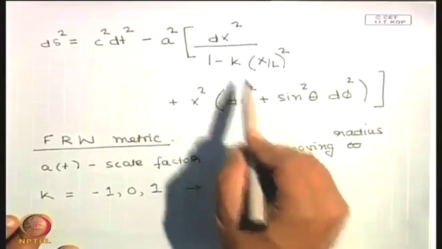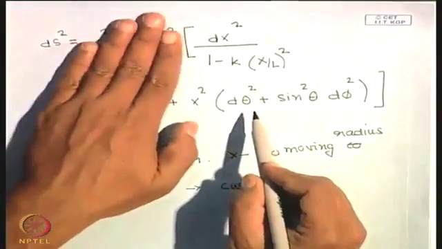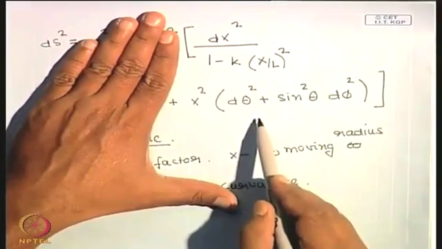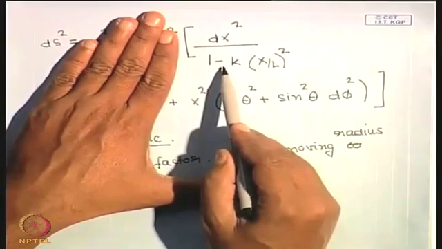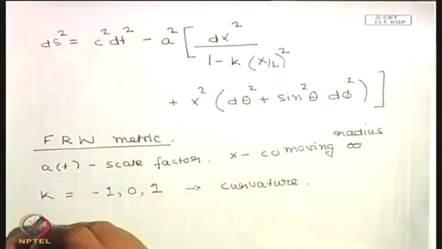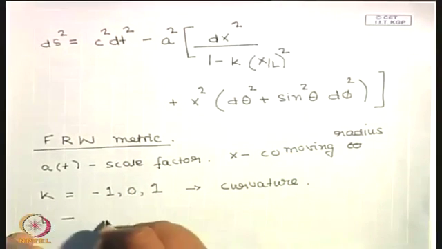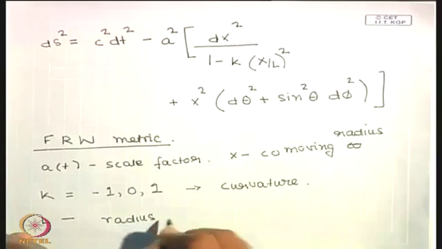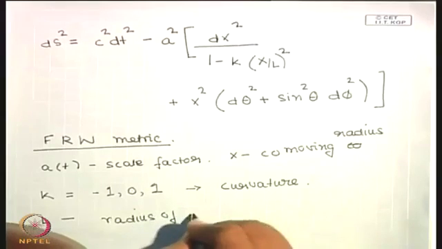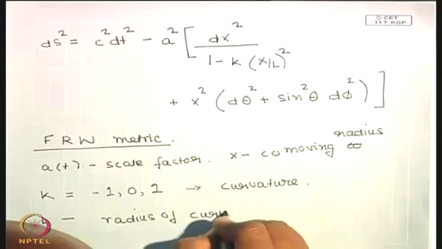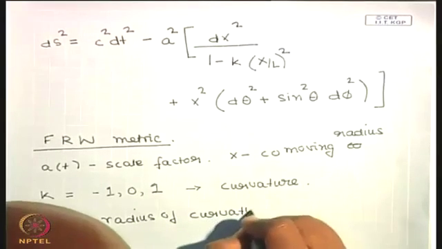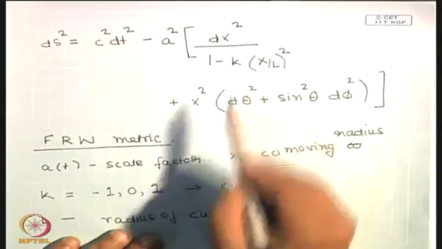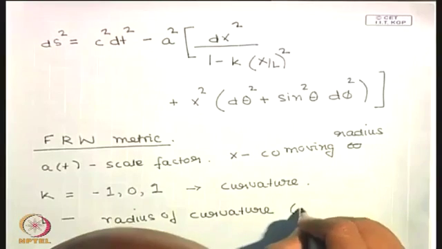Is the space curved? Forget about this part. See, this is just the space. Is the space curved? That is there in this factor k. L is the radius of curvature of the space. And it is co-moving because we are working in the co-moving length scale. So this is the co-moving radius of curvature.